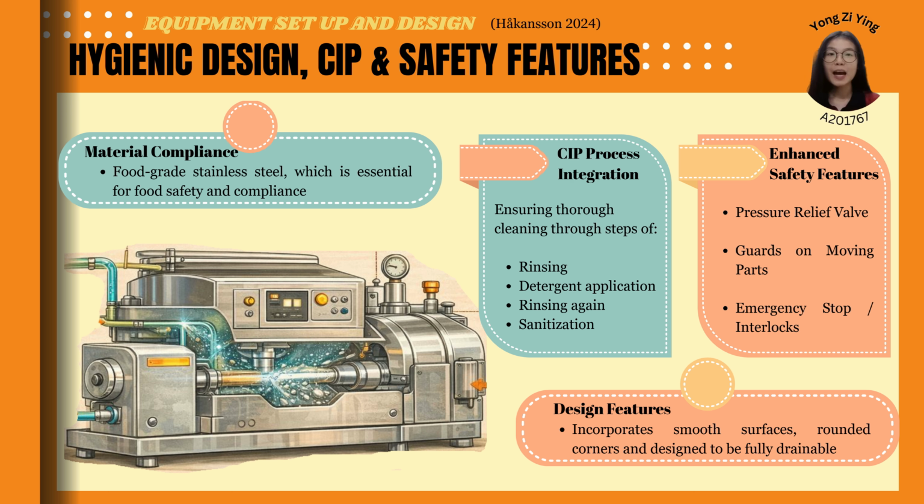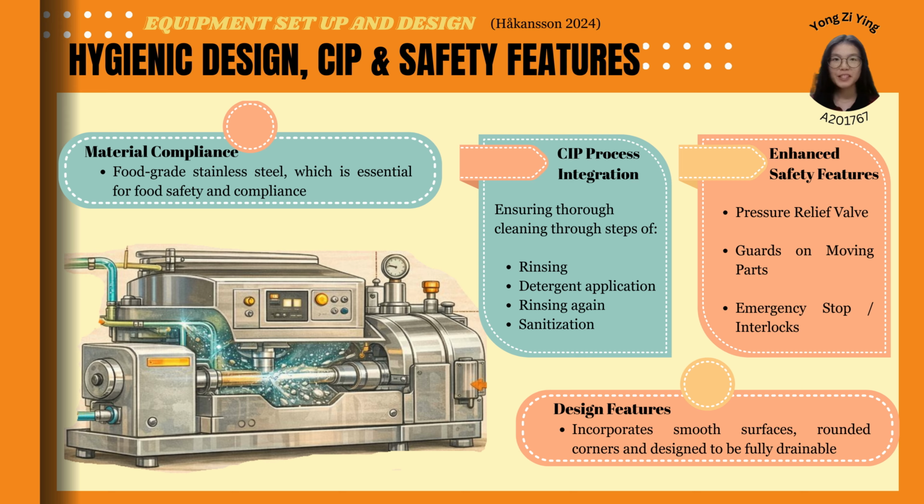For the next slide, I will focus on hygienic design and safety features. First, material compliance. The homogenizer is constructed from food-grade stainless steel, which is corrosion-resistant and essential for food safety regulations. Second, CIP process integration. The system supports a complete cleaning cycle, including rinsing, detergent application, and a second rinse, and lastly, sanitization, ensuring removal of residues and microorganisms.